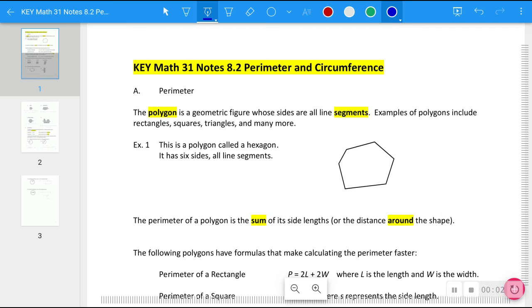Okay, welcome to Math 31, Notes 8.2. In this section, we're going to learn about perimeter and the concept of circumference.